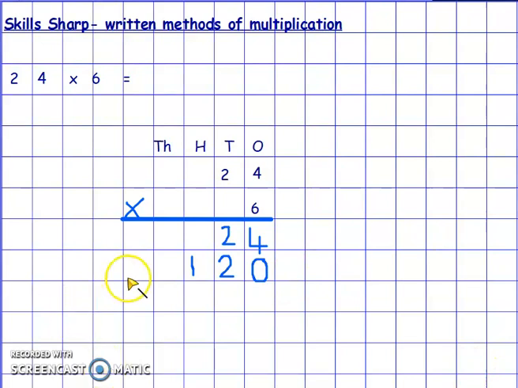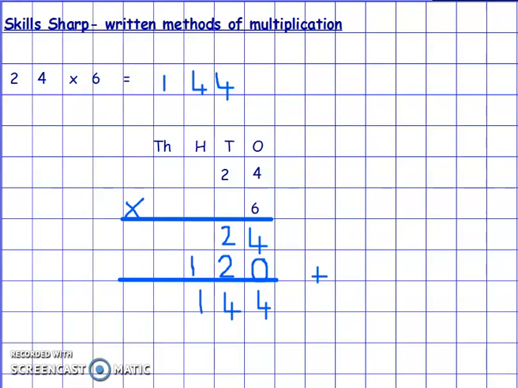Now to find the final answer we need to add these two numbers together. So draw a straight line underneath them and let's add. We've got 4 add 0 is 4. 2 add 2 equals 4 again. And 1 add nothing equals 1. So 24 times by 6 equals 144. Have you remembered how to do that now?